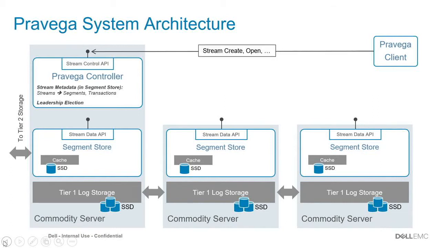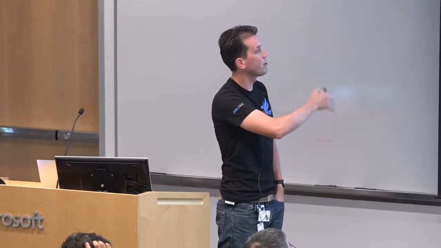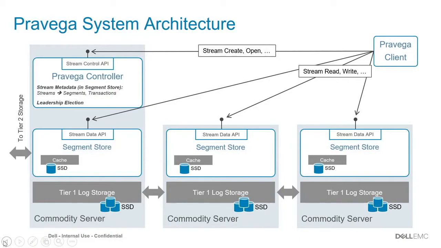The client issues what we call control plane requests to the controller, such as create a stream, open a transaction, commit a transaction. The controller then orchestrates all of those things by communicating directly with the segment stores. But the Pravega client communicates directly with the segment stores to do any sort of data path critical operations, like writing or reading. It doesn't have any other hops in the middle.